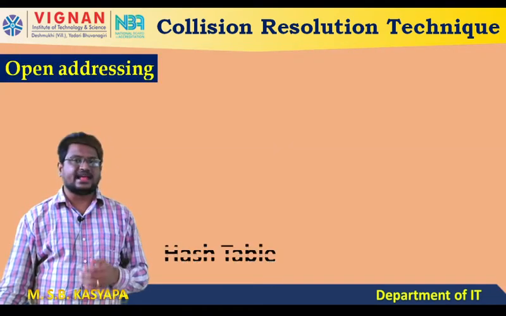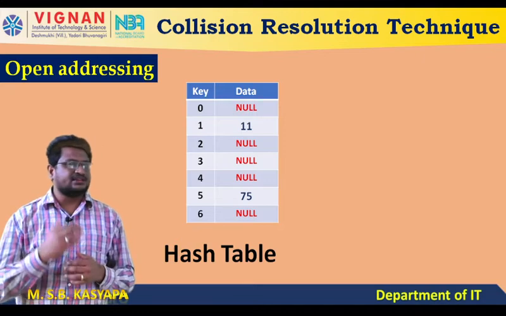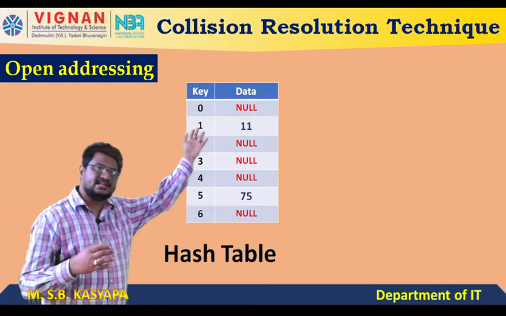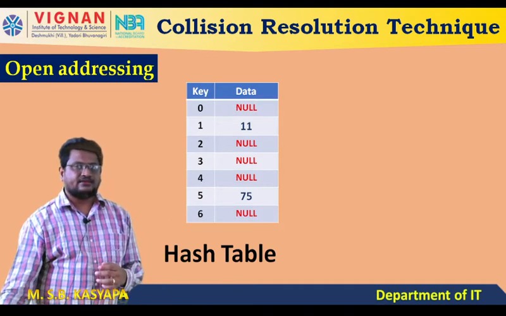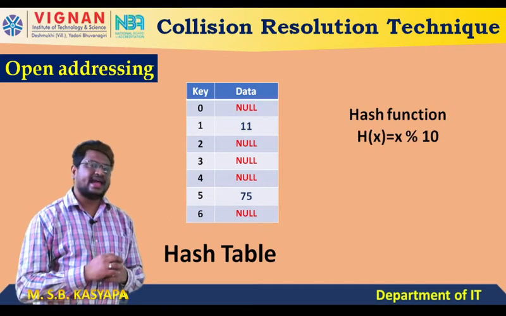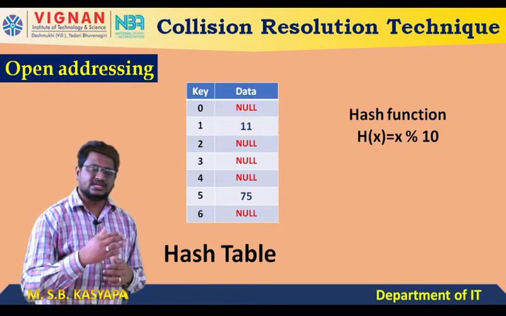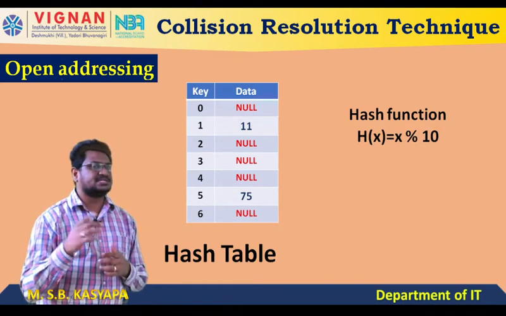Now, let us see one example. Suppose this is my hash table. This hash table contains the values 11 at 1 and 75 at 5. Suppose my hash function is as usual the division method, that is x mod t.